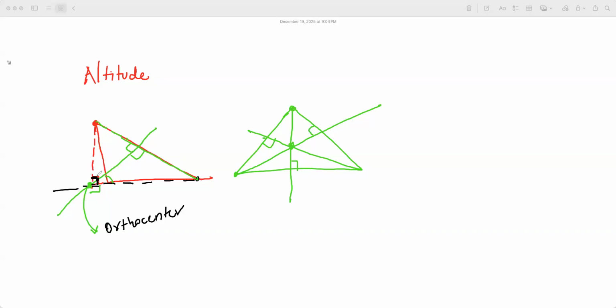So what would happen to the slope? If you think about slopes, this line is perpendicular to this line, means the slopes of those two lines will be negative reciprocals. Those are the application things that you need to know.